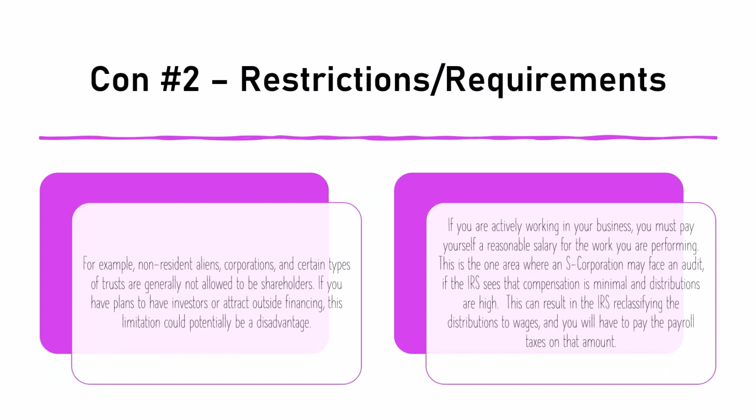So there are some restrictions as well as some requirements. Pretty much as a restriction, you can't have shareholders that would fit into the non-resident aliens. Any corporations and trusts, they can't be shareholders. And also if you are looking to have investors and you want to attract outside financing, it's possible that being an S-corp could be a disadvantage. In that case, you might look to do a regular corporation instead of an S-corp.